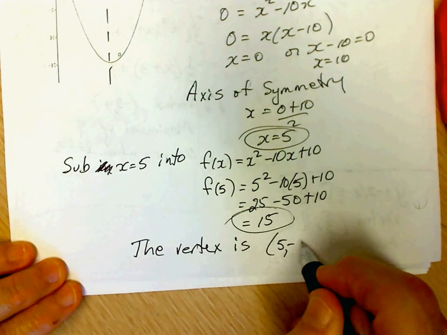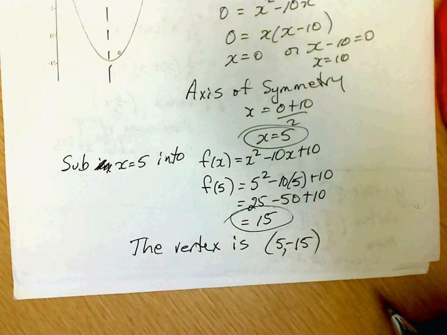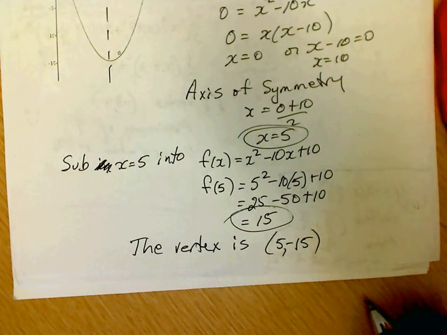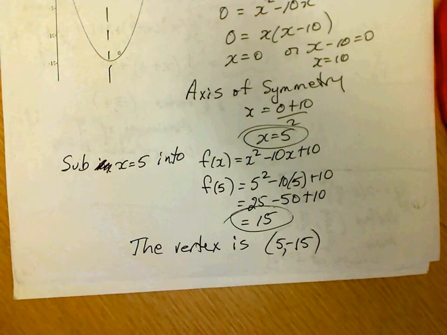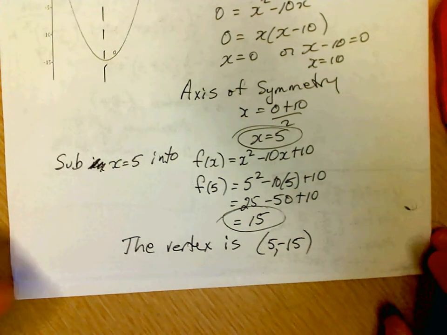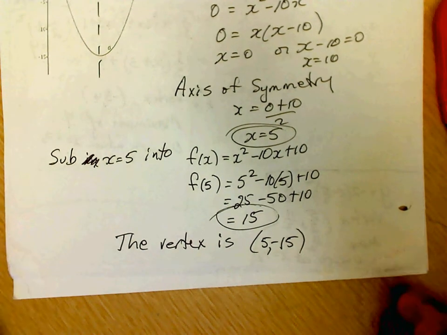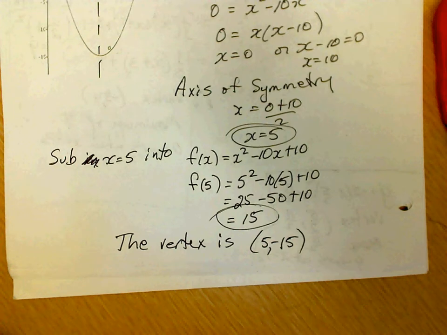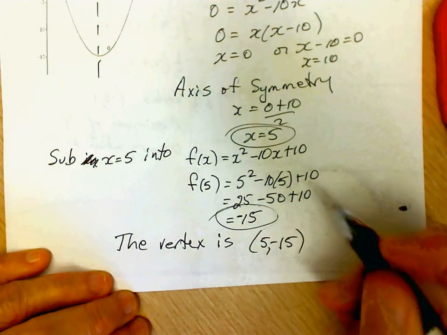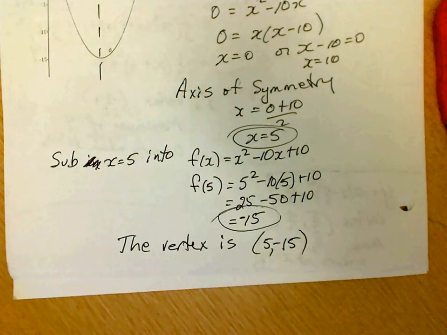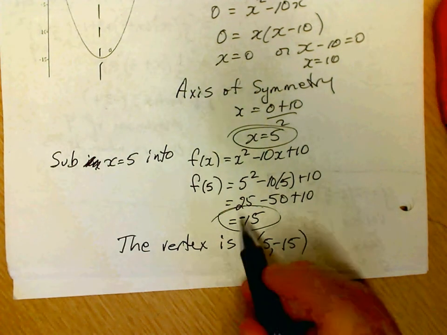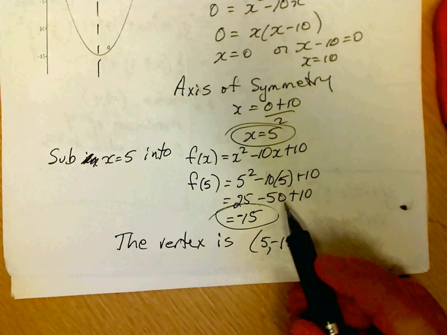Can I explain anything better? Oh, that should be negative. That answer's right. That one was wrong. 25 minus 50 is negative 25. Negative 25 plus 10 is negative 15. Thank you for pointing that out.